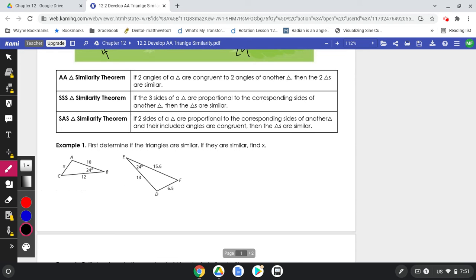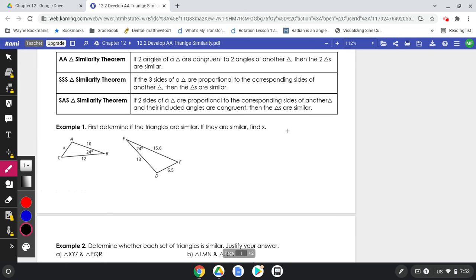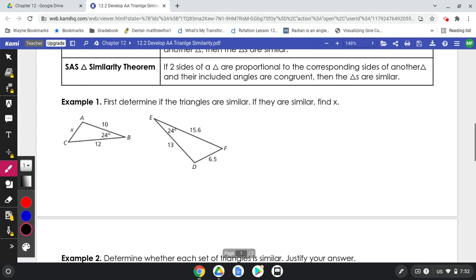The final one: if 2 sides of a triangle are proportional to the corresponding sides of another triangle and the included angles are congruent, then the triangles are similar. For this one, we're going to actually have to use that last example, SAS. You see how we have an angle, 24 and 24. Those are the same. So we need the sides on either side. So EF here is 15.6. We want to know, is this going to be proportionate to what we have over here?